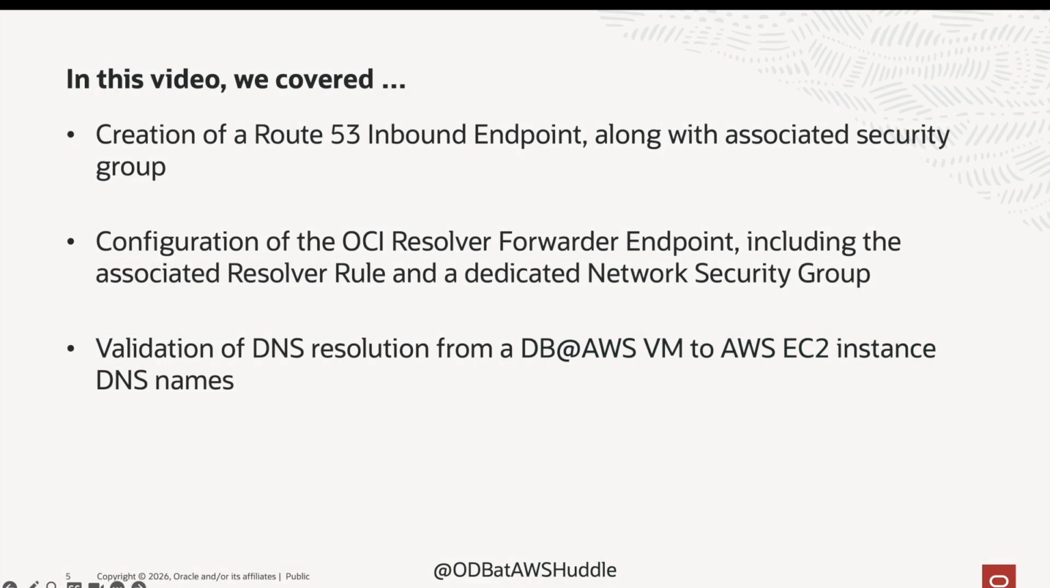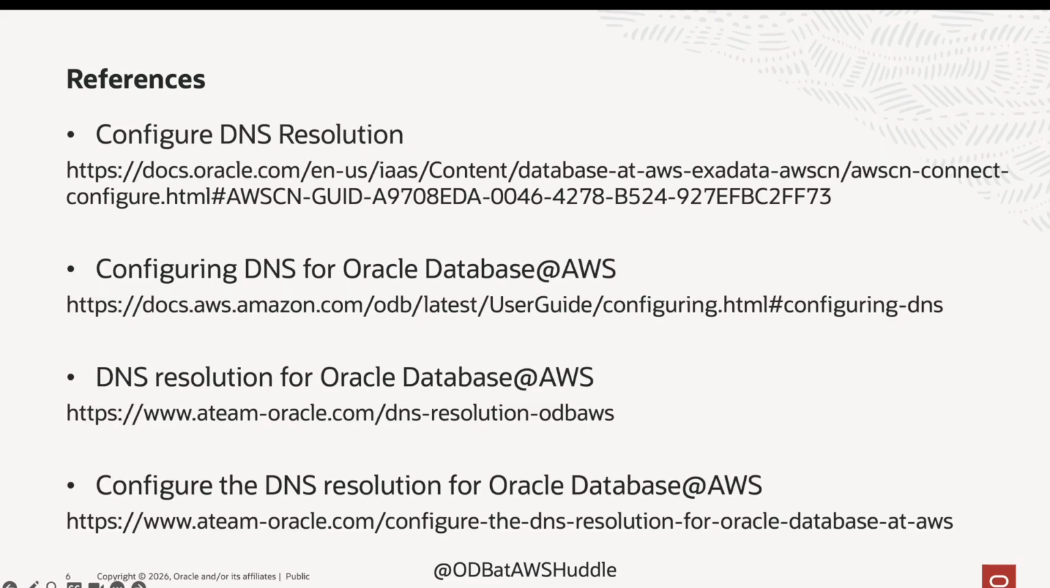We are at the end of this video. I hope it has been useful, and here is a summary of what we have covered. The creation of a Route 53 inbound endpoint along with associated security group, the configuration of the OCI resolver forwarder endpoint, including the associated resolver rule and a dedicated network security group, and finally the validation of DNS resolution from the virtual machine within an Oracle Database at AWS Exadata VM cluster for the EC2 instances fully qualified DNS names.